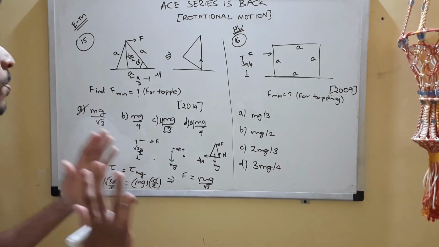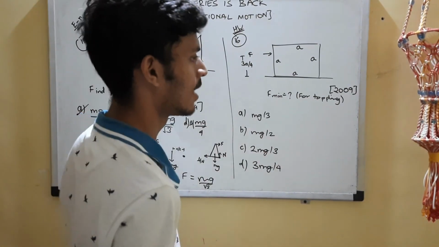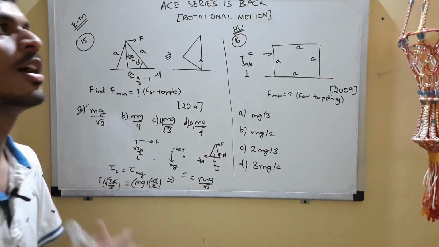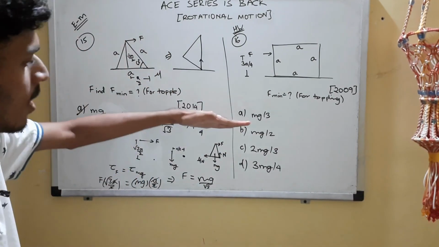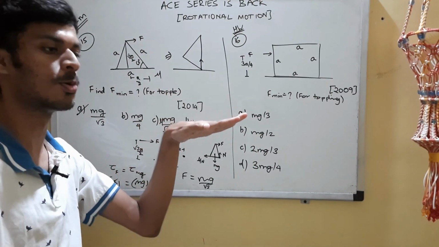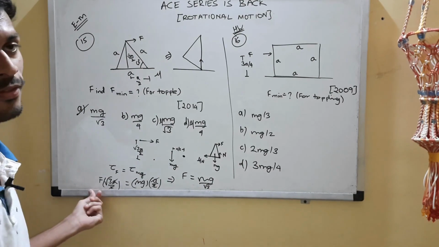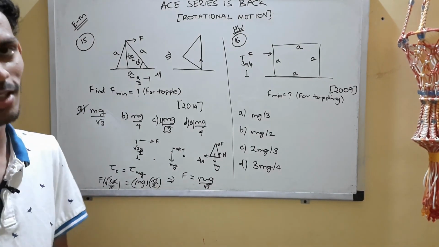I hope the approach was simple. You are just supposed to imagine this. The normal force is at the extreme right. You consider that point and find the torque about that point. The torque due to this force is equal to the torque due to your weight. Equate those torques, find F, and that will be the minimum force.